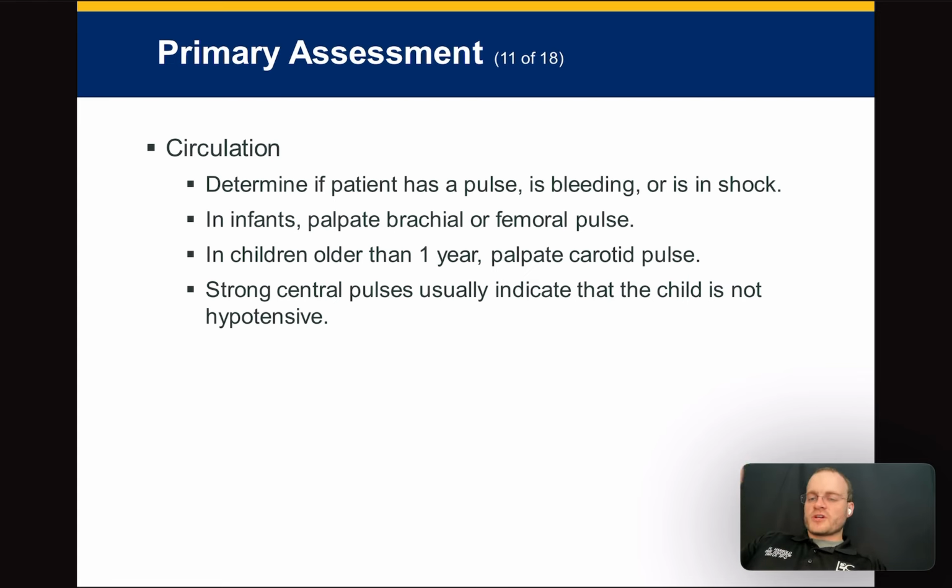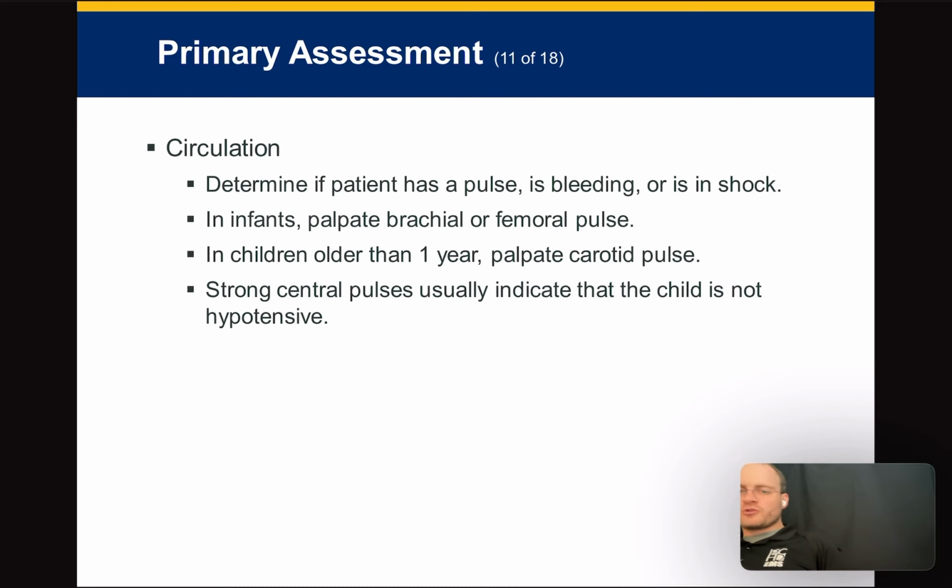Patient assessment, right? Circulation. See if the patient has a pulse. Where do we check the pulse in infants? The brachial pulse. That's over here in the arm. If they're bleeding or in shock, in infants, you would palpate the brachial or the femoral pulse. The brachial pulse is the most common site. In children older than 1, you can palpate the carotid pulse in the neck. But remember, if they're less than 1, we go for the brachial or the femoral pulse.